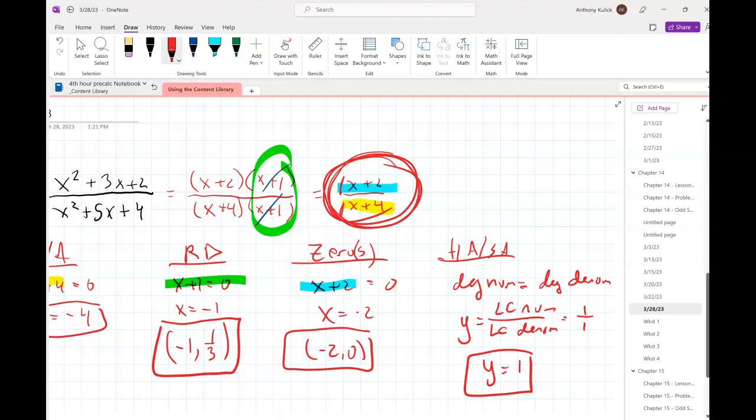So if the top was x to the third and the bottom was x to the second, you have to do long division in that case, not synthetic. Natalia.